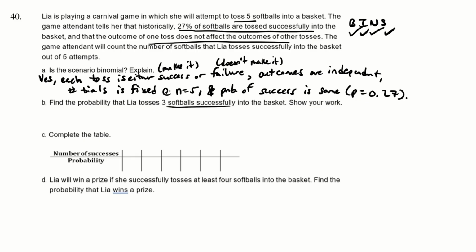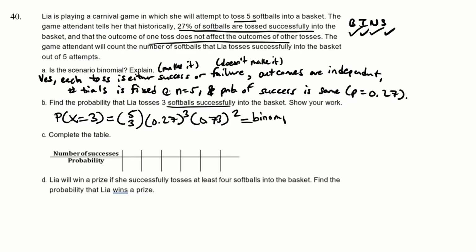Okay? All right, so B, find the probability that Leah tosses 3 softballs successfully. All right, so probability that X is equal to 3. Show your work. Okay, so we have 5 softballs that we threw, choose 3 successes, times the probability of success, 0.27, raised to the third power, times 1 minus that, which is 0.73, raised to the 5 minus 3 power, or 2. Again, we can use that, or we can use the binomial PDF. I'm showing you both just so you have both. So n equals 5, p equals 0.27, and x is equal to 3. All right, so if you calculate this, you get approximately 0.1049.